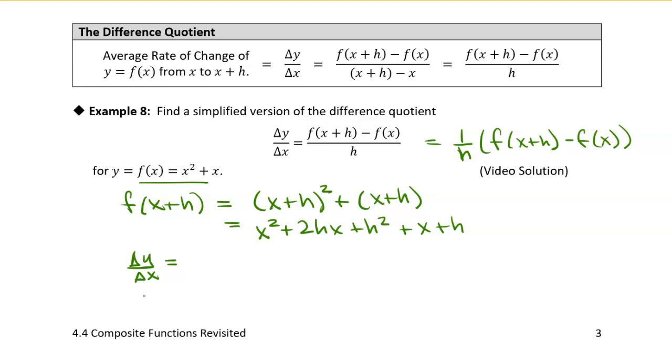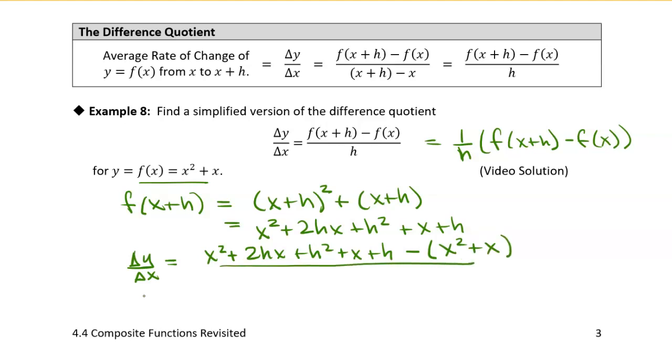So the f of x plus h is just x squared plus 2hx plus h squared plus x plus h. All right, that's that whole thing. And from that, we're going to subtract f of x, right? The whole thing. So I'm going to put parentheses around it, x squared plus x. All right, and then the whole thing is over h. And I'll just go ahead and put it in the denominator. Or I could move it and make it a multiply by 1 over h if I wanted to. But I'm just going to leave it like that.